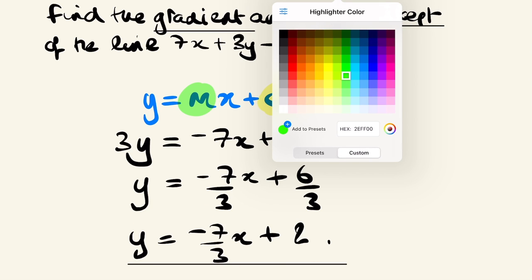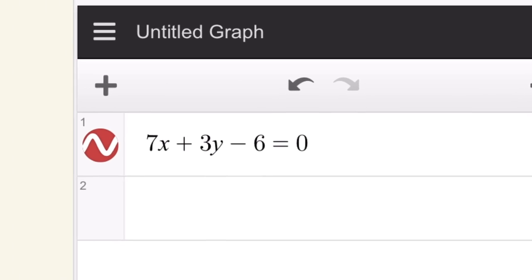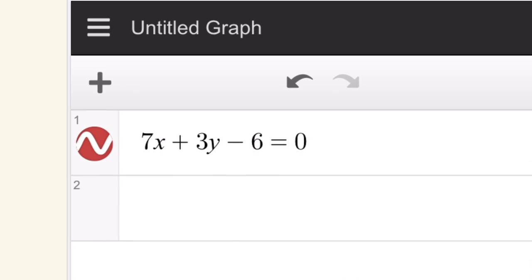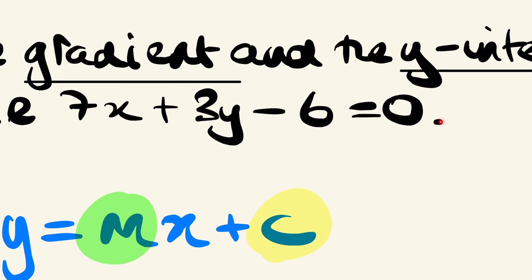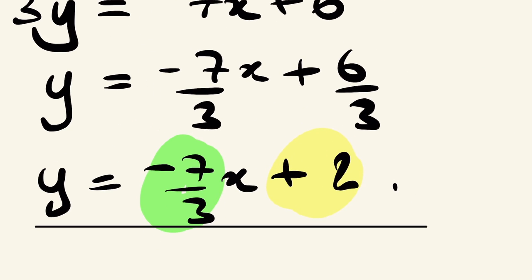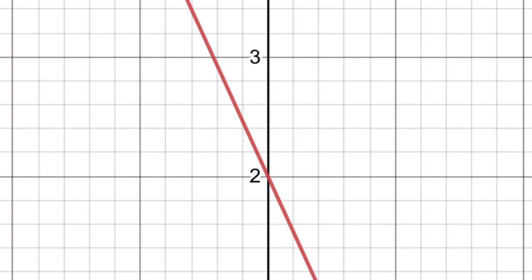The great thing about that now is we can see the gradient is minus 7 over 3 because it lines up nicely with that in that y equals mx plus c form. And we can also see that our y-intercept, c, is positive 2. And I've graphed this. So I've used the original equation, 7x plus 3y minus 6 equals 0, the first equation of that line that we were given before we changed it into our y equals minus 7 over 3x plus 2. And can you see that the y-intercept is indeed at 2 on the graph?